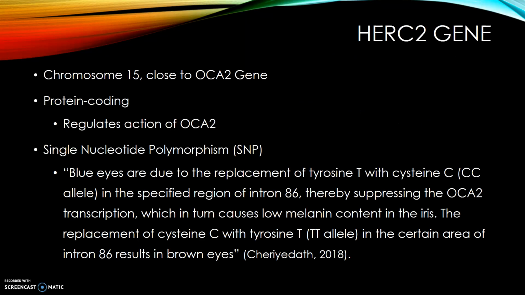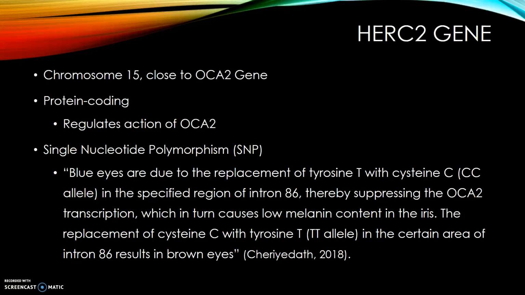Moving on to the HERC2 gene. This is on chromosome 15 and is found close to the OCA2 gene. It is a protein coding gene that regulates the action of OCA2. Therefore, it has a large role because it can make OCA2 inactive or active. So there's an SNP on this gene at intron 86.